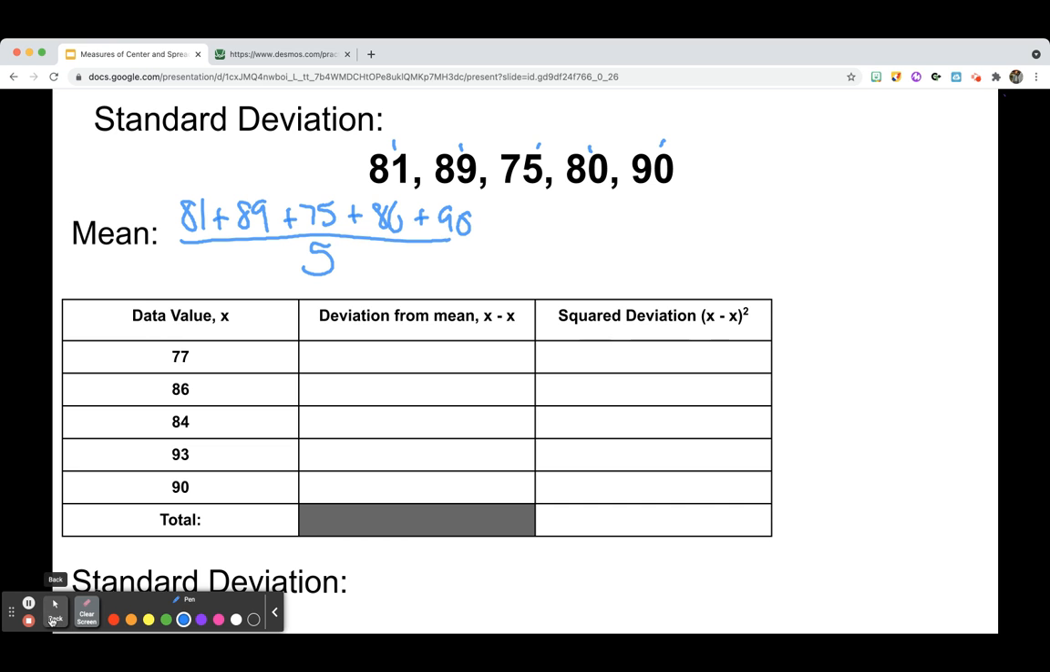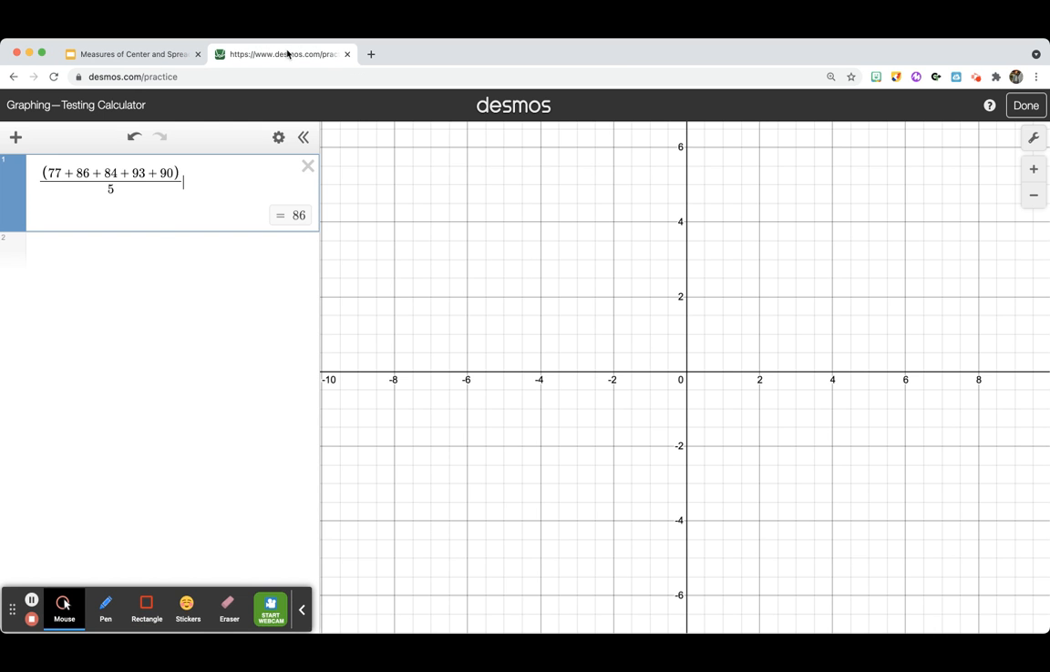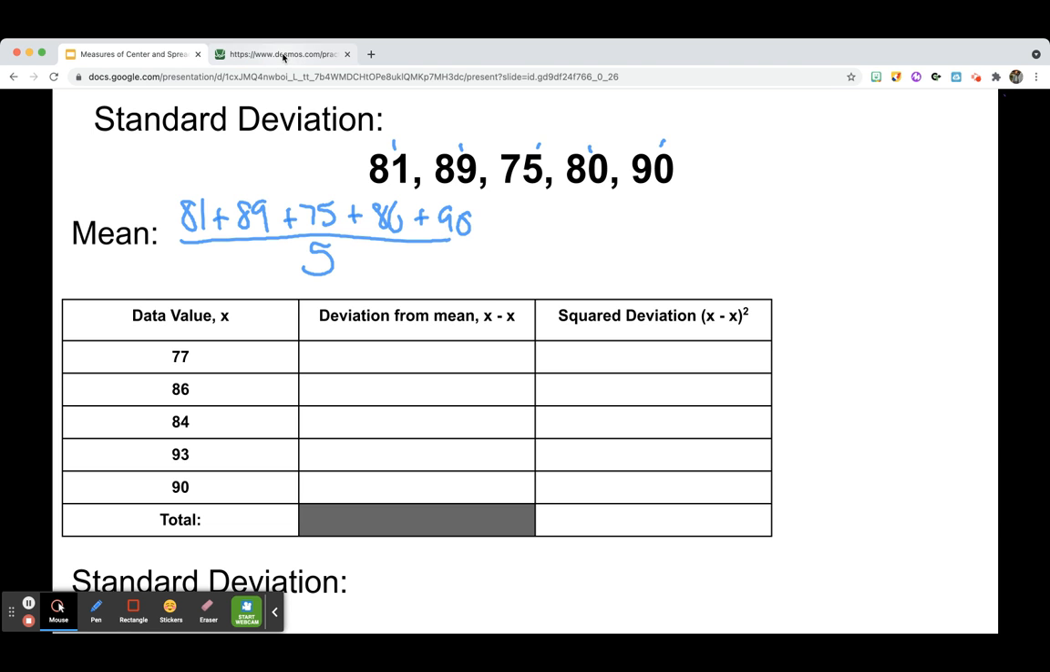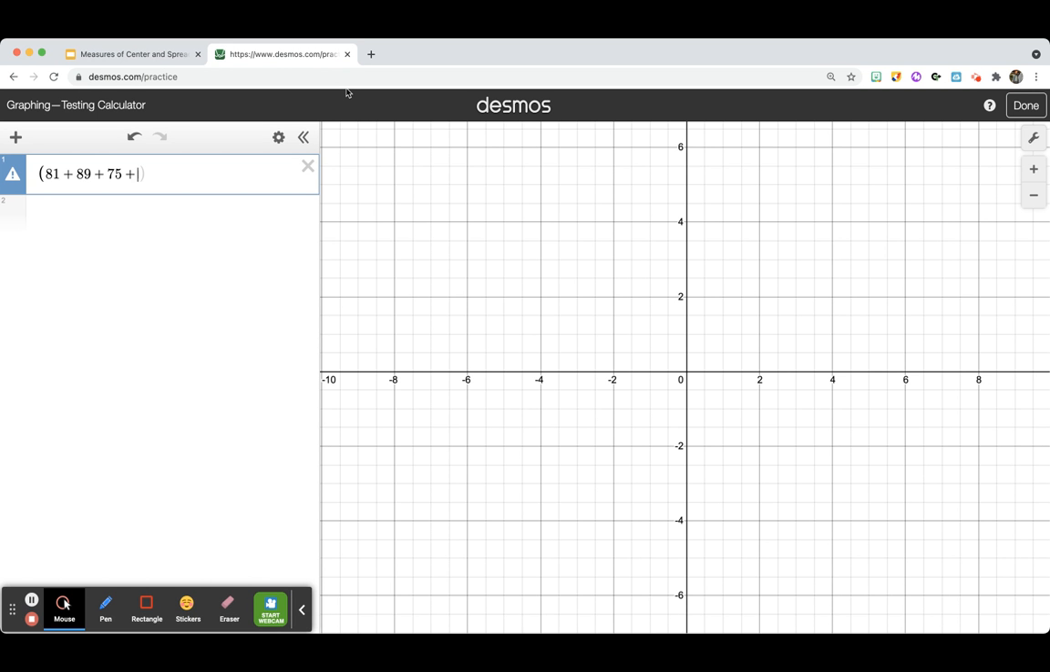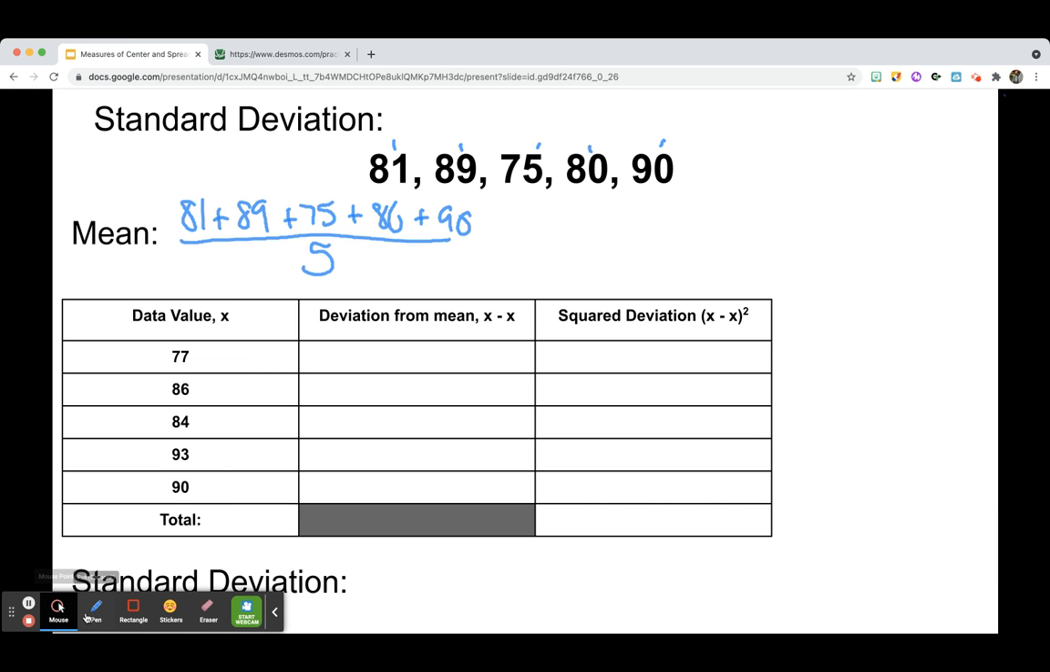So if we head over into Desmos.com and we take 81 plus 89 plus 75, so parentheses, 81 plus 89 plus 75. And if you were in person, you're probably screaming at me because I already messed those numbers up. Ooh, I did it. Plus 80 plus 90. Close those parentheses. We're going to divide that set by 5. So our mean is 83. Okay, but with the standard deviation, we want to know how far off, how far does our mean, which is 83, deviate from the data that is given, the actual data.